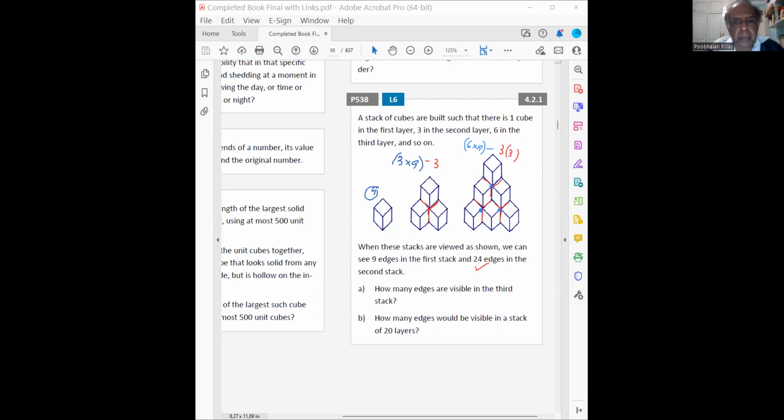They ask: how many edges would be visible in a stack of 20 layers? Now that looks like quite a complicated problem, but the way we've counted this should help us a bit. Now let's see, how does it help us? The 9 is occurring in all these things, but where does the 3 come from? The 3 is really 1 at the top plus 2. So at the second layer, you've got 9 into 1 plus 2, the second diagram.